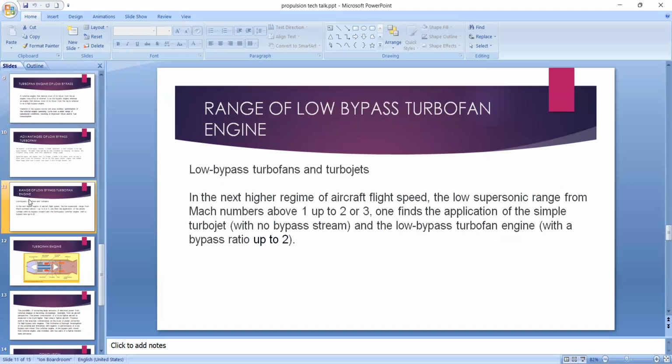Range of low bypass turbofan engines, low bypass turbofans and turbojets. In the next higher range of aircraft flight speed, the low supersonic range from Mach numbers above 1 up to 3, one finds the application of the simple turbojet with no bypass stream and the low bypass turbofan engine with a bypass ratio up to 2.